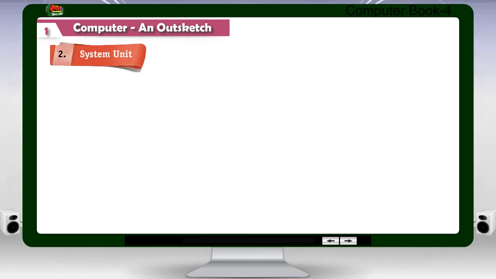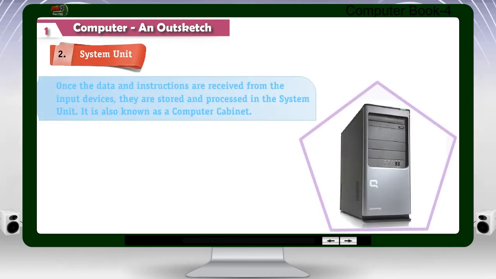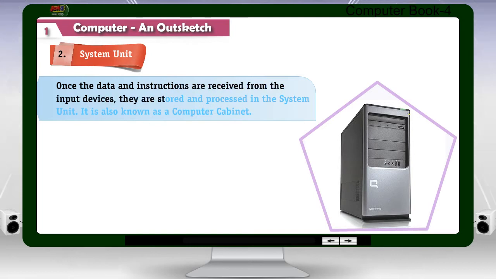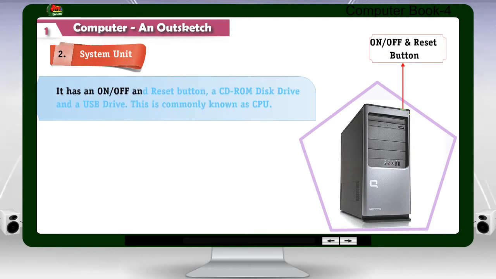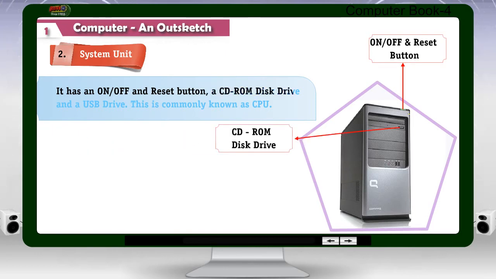2. System unit. Once the data and instructions are received from the input devices, they are stored and processed in the system unit. It is also known as the computer cabinet. It has an on or off and reset button, a CD-ROM disk drive, and a USB drive. This is commonly known as CPU.